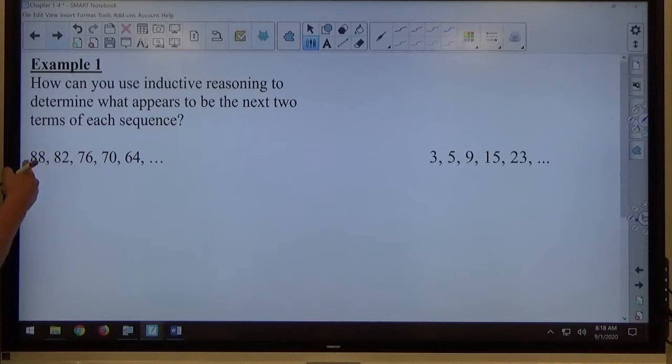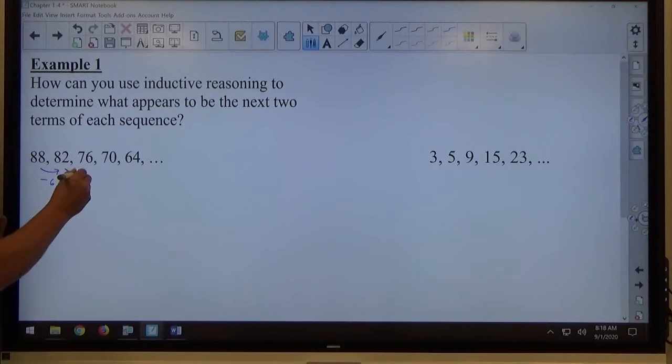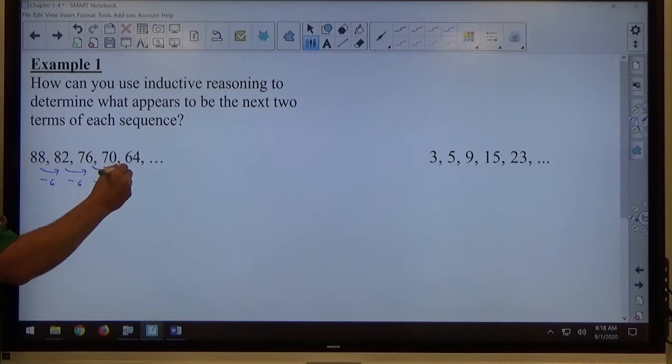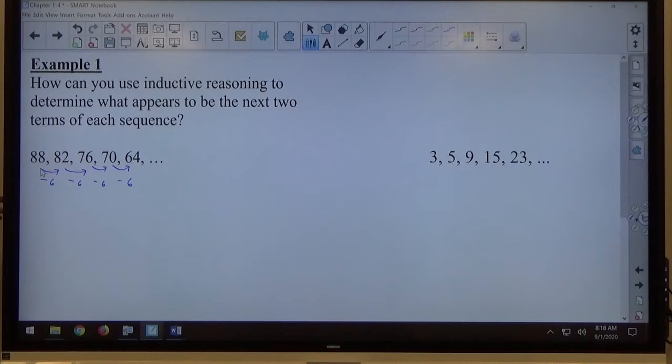So if I'm looking at 88 to 82, the first thing I always look for is, is it a subtraction pattern? So as I get from number to number, I do -6 here. I go from here to here, that's also -6. From here to here is also -6. From here to here is also -6. So based on what I'm looking at here, I'm making a conjecture, a guess, that I think this is a -6 pattern. The evidence seems to support my conjecture.